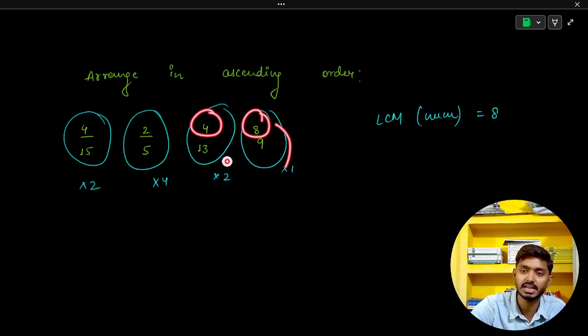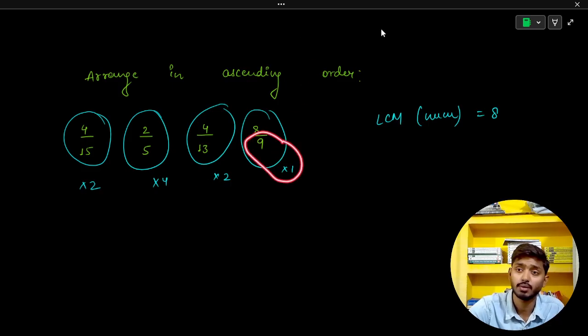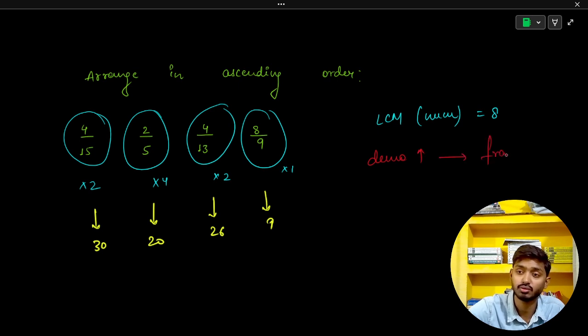You can very clearly see 8 times 1 is 8, 4 times 2 is 8, 2 times 4 is 8, and 4 times again 2 is 8. But we are not going to multiply the numerator, we are just going to multiply the denominator. If you observe, the denominator turns out to be 9 over here, 26, 5 fours are 20, and 15 twos are 30. Now, as I have clearly stated, if the denominator is greater, the fraction would turn out to be lesser.